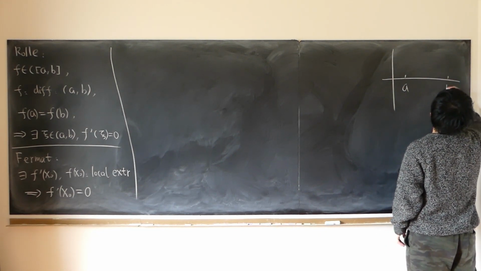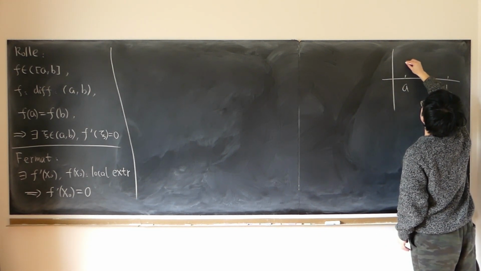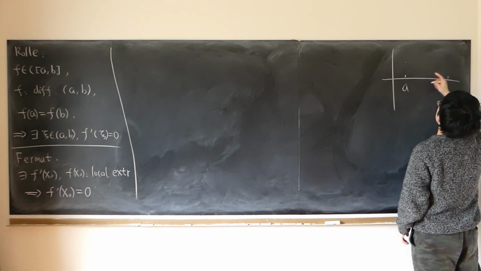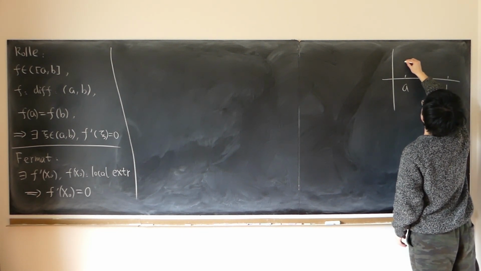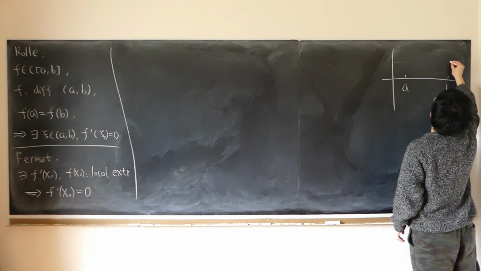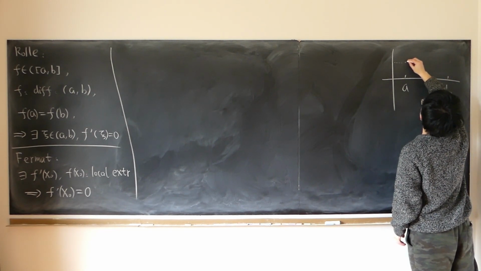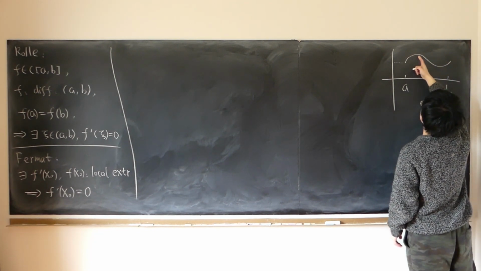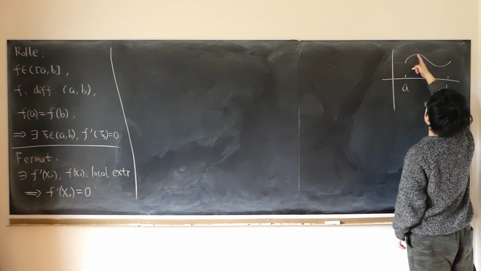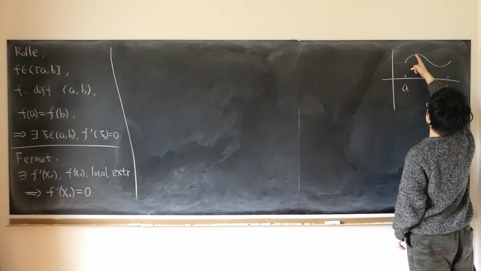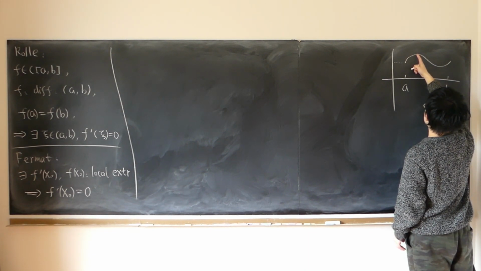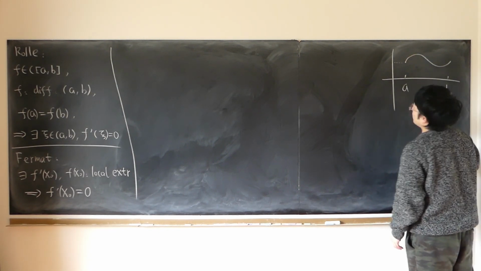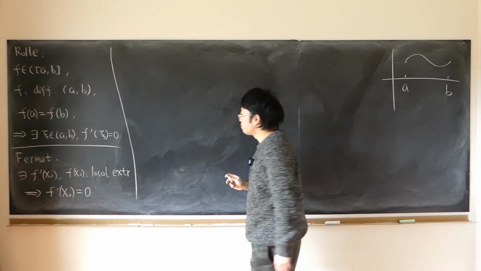So graphically speaking, it's very clear. This is A, this is B. Functional values are exactly the same at those points. Right? Then, of course, there must be at least one point where the derivative is equal to 0. For example, this point, it's a local maximum. At this point, the derivative is clearly 0, but we're going to have to prove it rigorously.